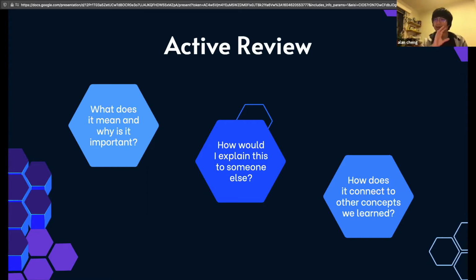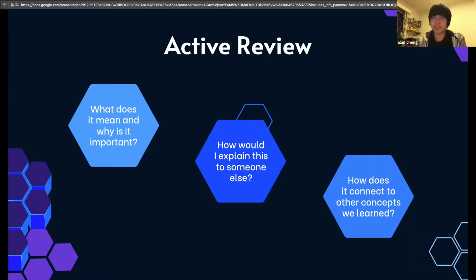There are a lot of ways you can implement the active review technique in a way that incorporates these questions. So instead of just reading your notes, you might make flashcards, and that will test, do I know what this means? And then can I say why it's important? You can also try to force yourself to explain a concept as if you're explaining to a 5-year-old. Can I break down this concept into much simpler pieces and teach somebody else?